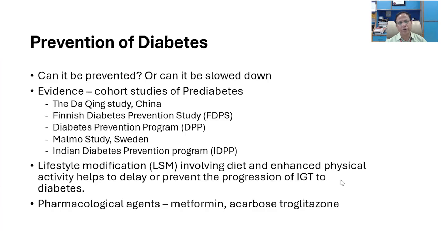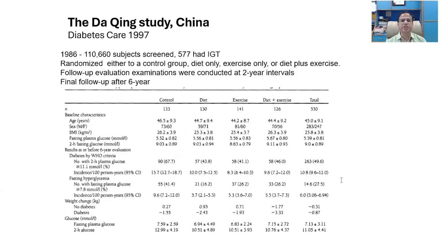Although there are studies with pharmacological agents like metformin, acarbose, troglitazone, these agents have been used for prevention of diabetes or preventing conversion of pre-diabetes to diabetes, but essentially it revolves around lifestyle modification. So this is one of the oldest studies, the famous Da Qing Chinese study.